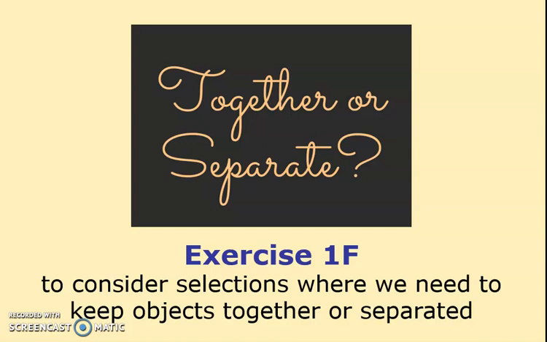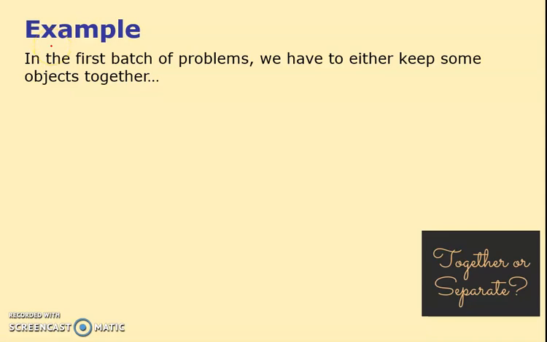We're looking at those questions where we're asked to count out how many different ways something can take place, where some of the objects are either kept apart or together. So, together or separate is basically the idea of this PowerPoint. If we just have a look at our first example, this one is about keeping some objects together.